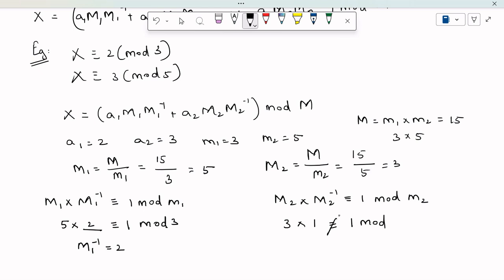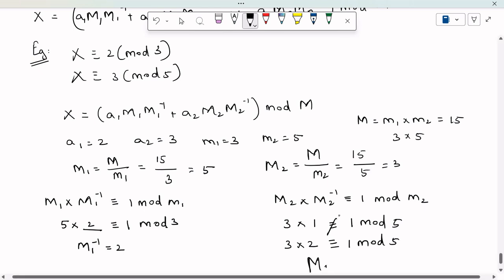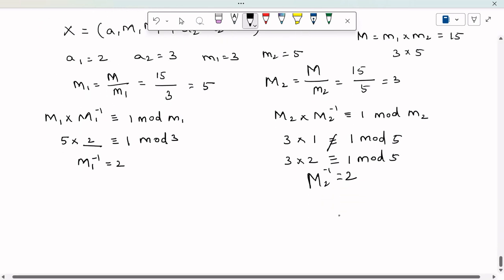3 minus 1 is 2, which is not a multiple of 5. So now we are going to try it out with the 2. Yeah, 6 minus 1 is 5, which is a multiple of 5. So capital M2 inverse is equivalent to 2. Now we are done with the task.